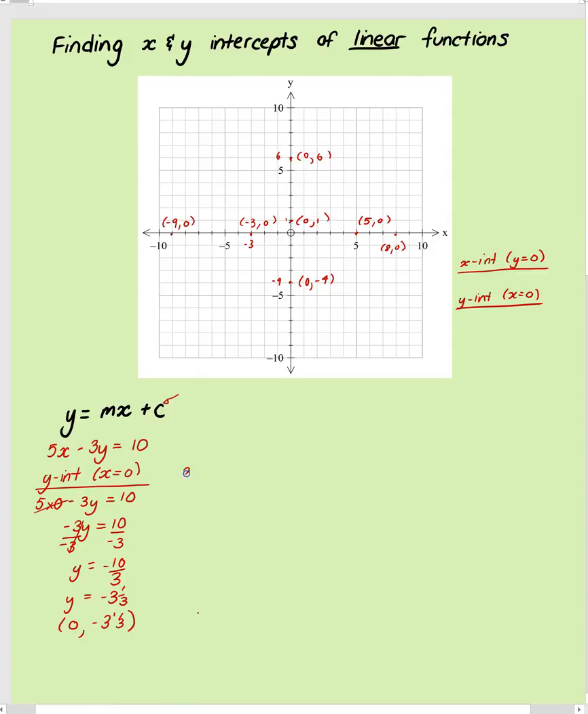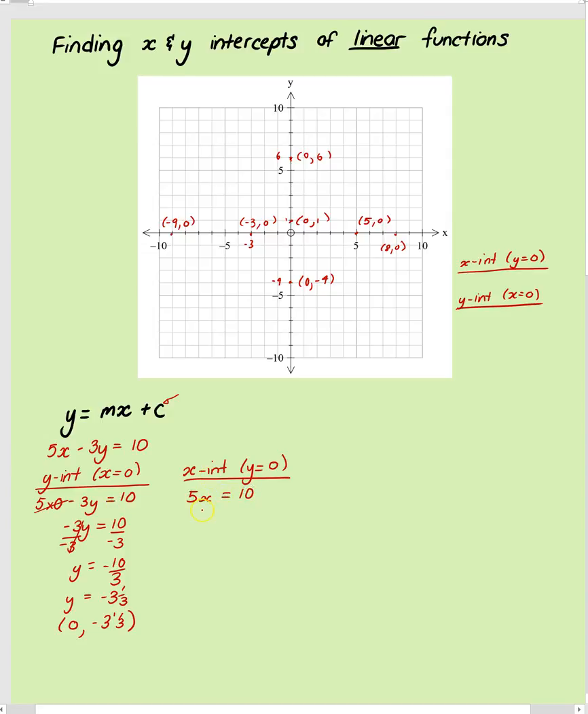To find your x-intercept, we make y equal 0. Okay, so again, we go back and have a look at our equation here. The 5x stays. However, we're making y 0, so it's -3 times 0, which is 0, so I'm not putting anything there, and that just equals 10.